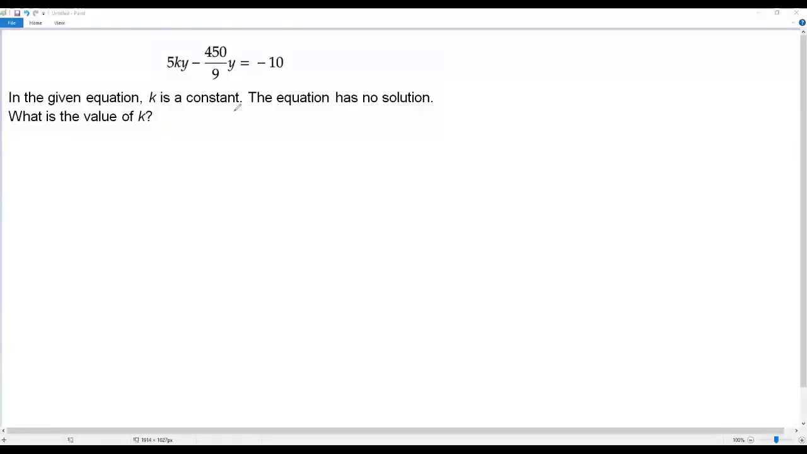Here we have a SAT math question. Okay, let's go to the information. There is an equation given over here. In the given equation, k is a constant. The equation has no solution. What is the value of k?